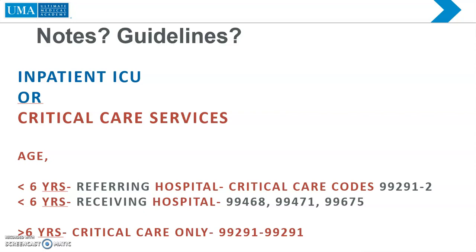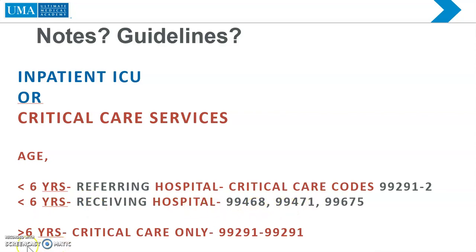this section. So here I am trying to show you the age difference for each patient in inpatient ICU or critical care services. When the patient is less than 6 years of age, and if this hospital is referring the patient to another hospital, they will only use the critical care codes 99291 and 99292. So if you are referring a patient from anywhere, ICU or critical care, you will only code for the critical care services. But if you are receiving that patient into your ICU, you are going to use the ICU codes given here.